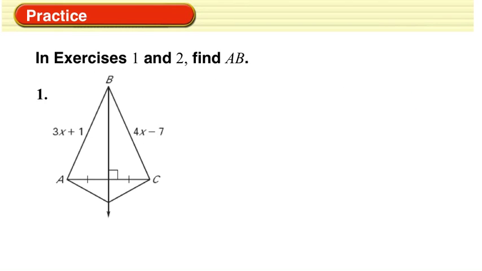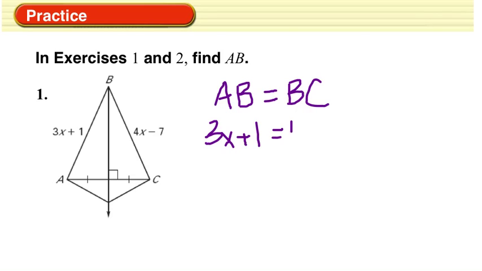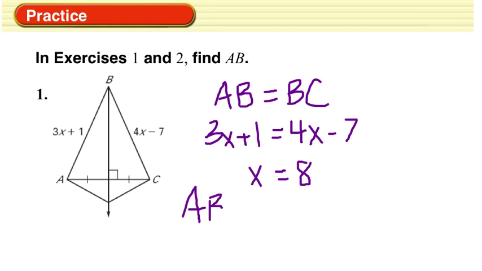Alright, to finish this lesson off with a couple practice exercises, I would like for you to solve for the length of segment AB. Since we know AB equals BC by the perpendicular bisector theorem, we can say that 3x plus 1 is equal to 4x minus 7, which means x is equal to 8. Therefore, the length of AB is equal to 3 times 8 plus 1, which is 25.